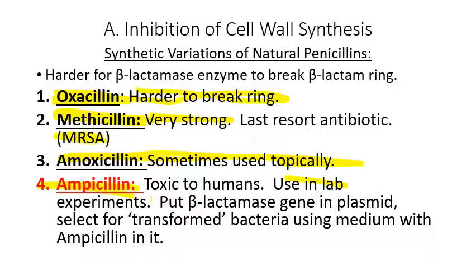We sometimes put it on a plasmid. If you're using bacteria to make a foreign protein, you put the foreign protein gene into a plasmid, and the plasmid also contains the beta-lactamase gene, so that you can put the plasmid into the bacteria, and then you grow them in a culture that contains ampicillin.